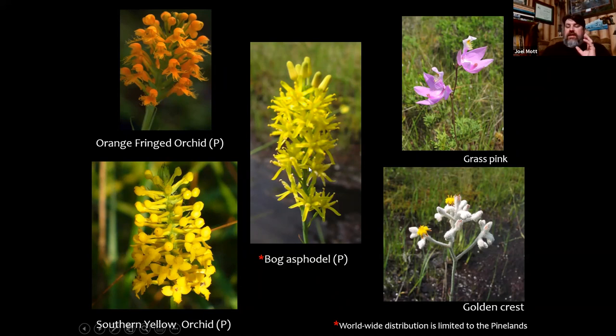Bog asphodel's worldwide distribution is limited to the Pinelands. So this plant we know doesn't occur anyplace else except the New Jersey Pinelands. It occurs in those wetland savannas. So in areas where those wetland soils allow the water table to come right to the surface and there's a lot of open sunlight is where we find the bog asphodel. And it usually grows right along with a golden crest, which almost looks like a bone. And it's got a real pretty little delicate yellow flower. And you usually find all these plants relatively close together.